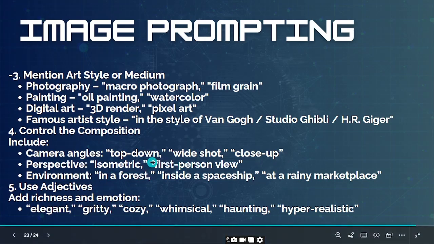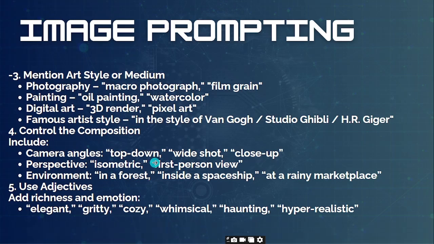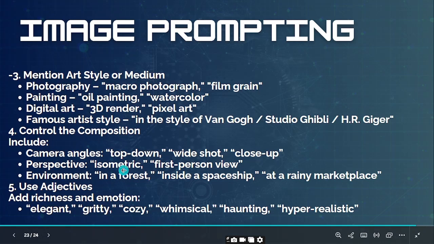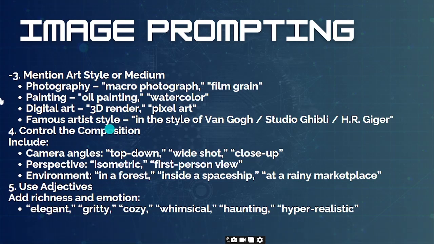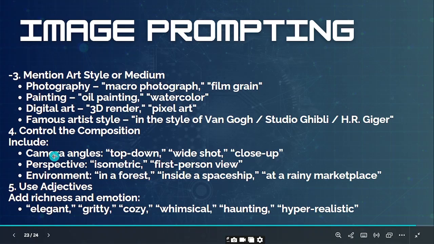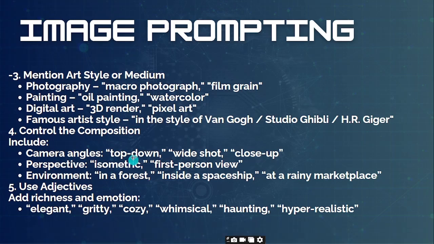You can also describe your image with the composition. Here you can see, if you want a wide shot, you can tell the AI generation tools, I need a wide shot of this, I need a close up shot of this. Camera angles, perspective, and environment are also three things: camera angles, top down, wide shot or close up. In perspective, there is isometric, first person view, and lots of other perspectives.